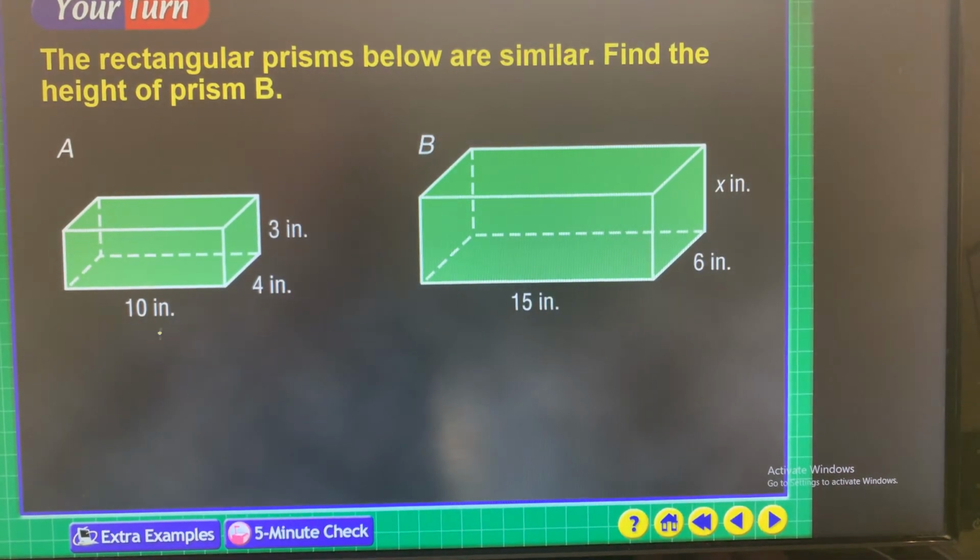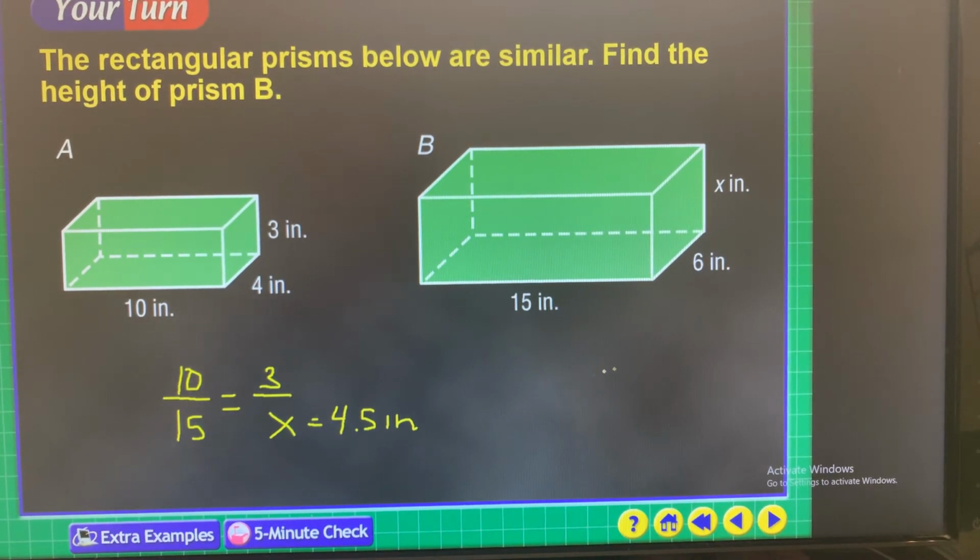Same process on this one. Pick one that you have though. So I would do length to length because I have those measurements, and then height to height because I'm looking for the height of this one. Do your 15 times 3, which is 45, divided by 10, which is 4.5. So the height of this box is 4.5 inches.